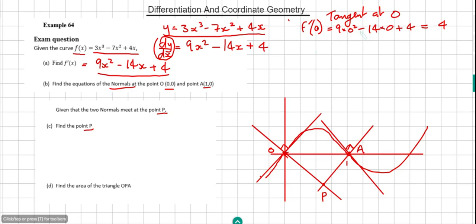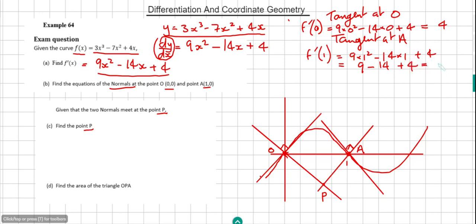Similarly, if we look at the tangent at point A, now we're finding the gradient where x is equal to 1. So that's going to be 9 times 1 squared minus 14 times 1 plus 4. And so that's going to be 9 minus 14 plus 4, which is going to give me minus 1.